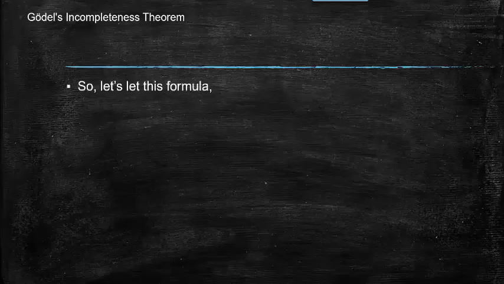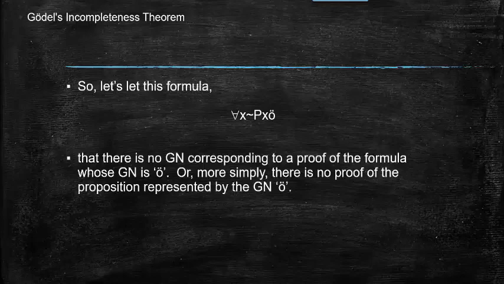So let's let this formula, for all x not pxu, say something that is sayable in Gödel's system, and that is that there is no Gödel number corresponding to a proof of the formula whose Gödel number is U. In other words, this says for all x, it's not the case that there is something that proves U is unprovable.